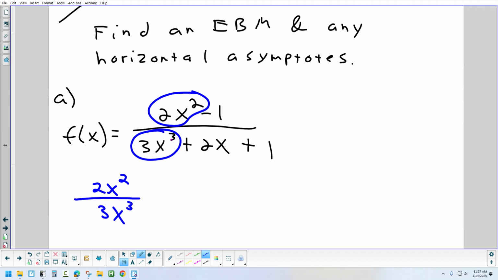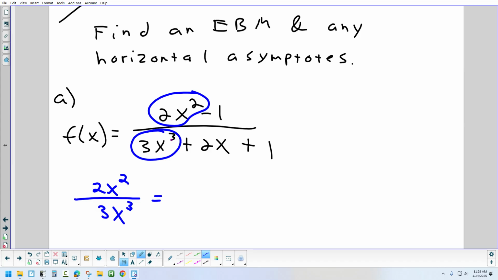We have to simplify. That's not done. Well, let's simplify. I have x squared in the top, x cubed in the bottom. When I'm done, I'm going to be left with an x where? In the top or in the bottom? Bottom. We're going to be left with an x in the bottom, because if you subtract your exponents, 2 minus 3 is negative 1. X to the negative 1 means it should stay in the bottom.